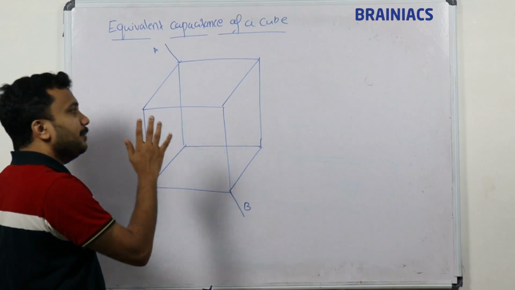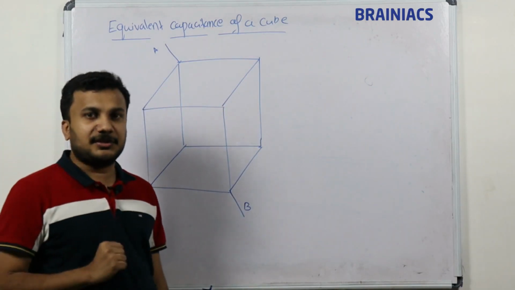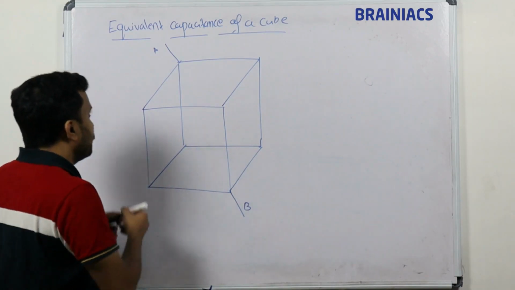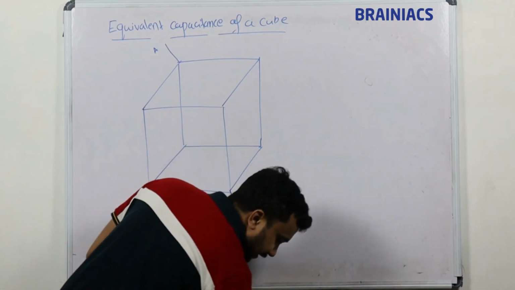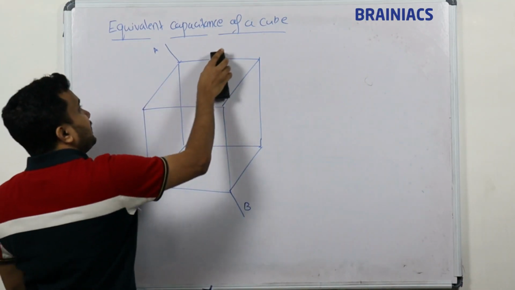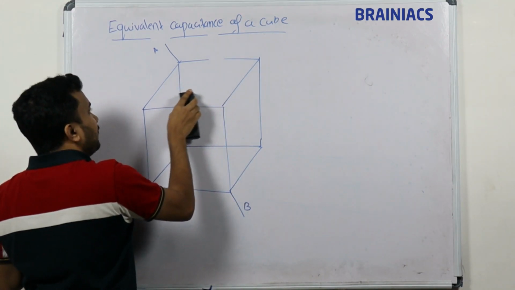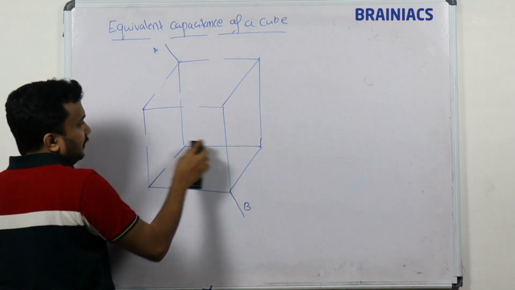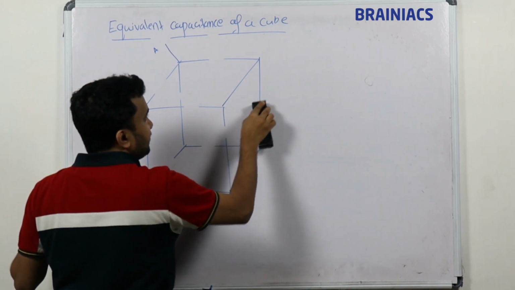So we will first complete the diagram. This is simply a cube. Now we are going to connect a capacitor to each of the edges, and we'll see what the total capacitance is. So we are going to connect the capacitor at various edges. Here I am connecting, here I want to connect, here also, here, and here. I'm just marking those areas where I want to connect capacitors.